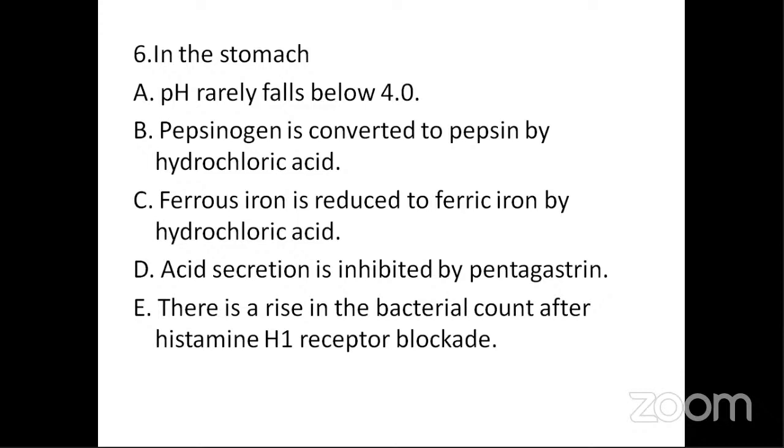And the last option, that is, in the stomach, there is a rise in bacterial count after histamine H1 receptor blockade. It is false because it rises markedly after H2 blockade, which blocks gastric acid secretion. So E is also false. Moving to the next question.